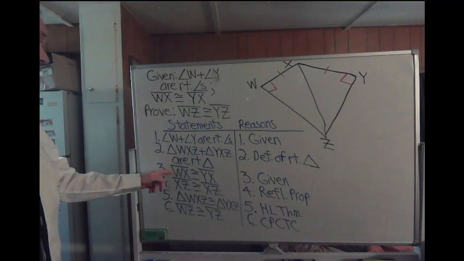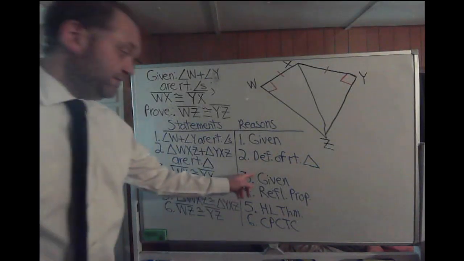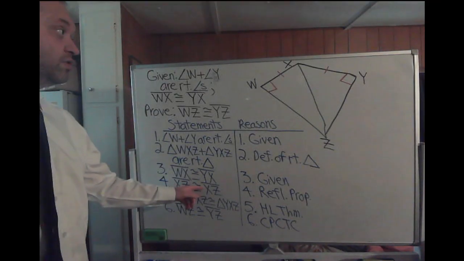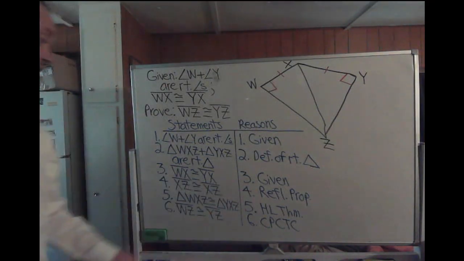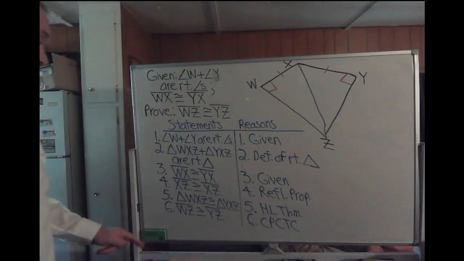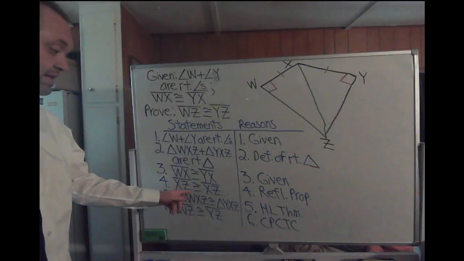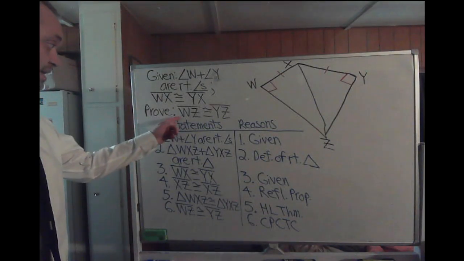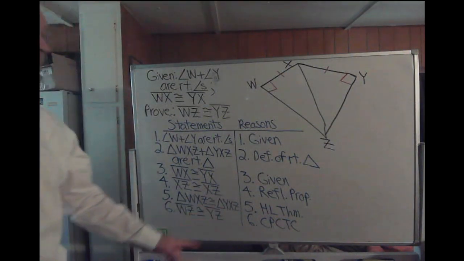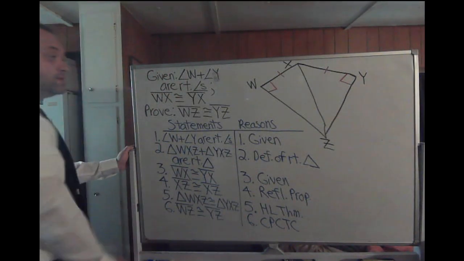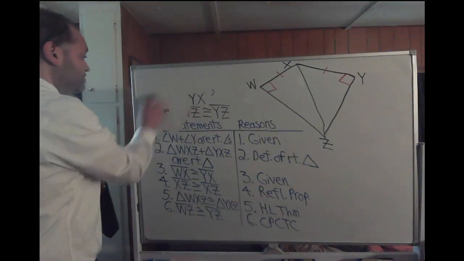Then we use the fact that WX is congruent to YX. That was given to us. And then XZ is obviously congruent to XZ. That's by the reflexive property. And now, since each triangle had a leg and the hypotenuse congruent, we can conclude that triangles WXZ and YXZ are congruent to each other by the hypotenuse leg theorem. Which then means we can finally prove that WZ is congruent to YZ by corresponding parts of congruent triangles are congruent. So that actually wasn't too terrible.